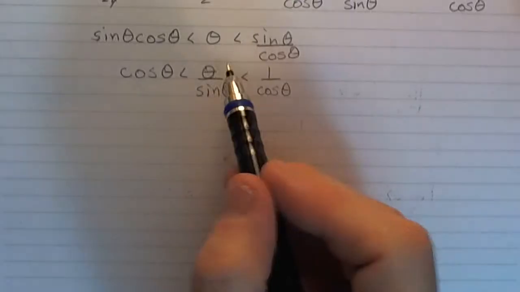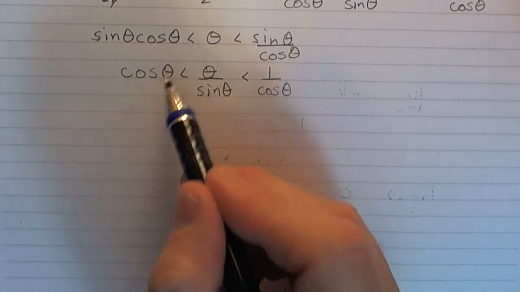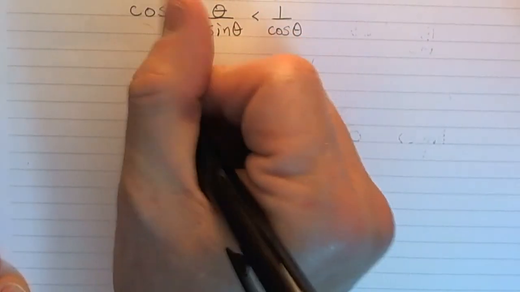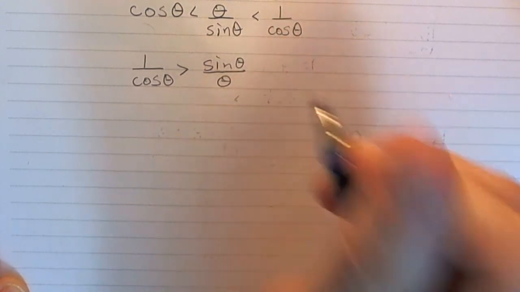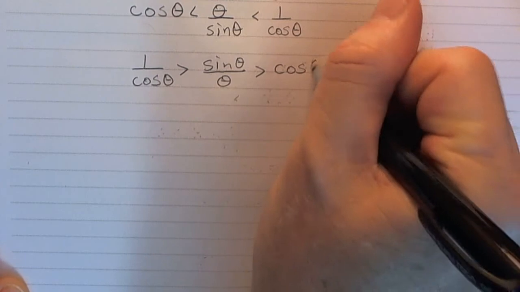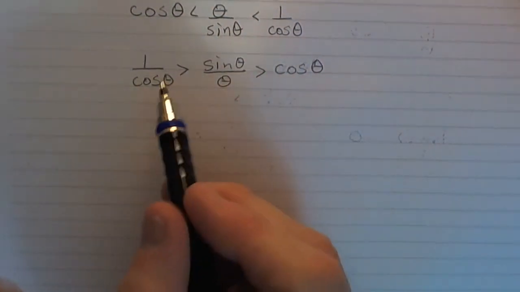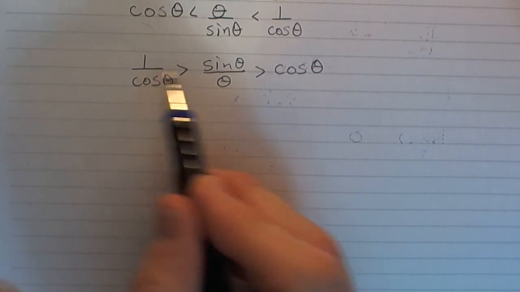Now, I want sine theta over theta. So let me just flip everything. When I flip everything, I have to change the directions of the inequality. So this is going to be 1 over cosine, this is going to be sine over theta, which is what I wanted, and then this is going to be cosine. So I've got greatest to smallest.